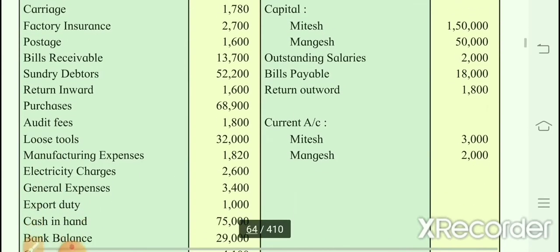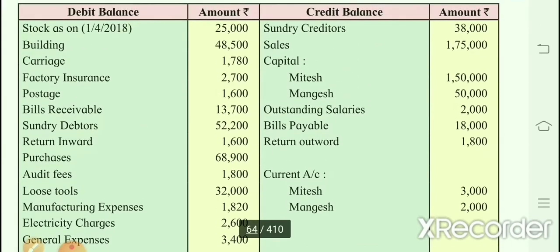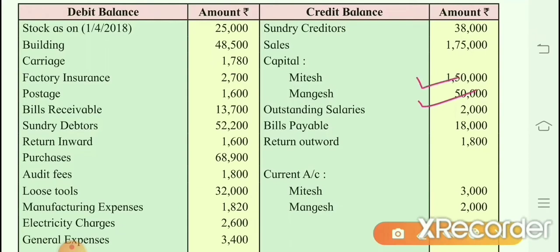We may observe that here partners' capital accounts balances are given and partners' current account balances are also given. It means this problem is based on fixed capital method. Identify by the given balances. If current account balances are given, it means that we will have to follow the fixed capital method.